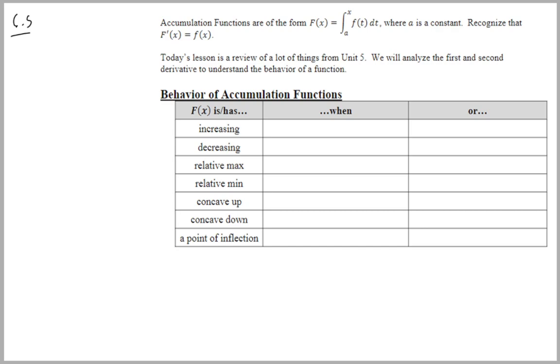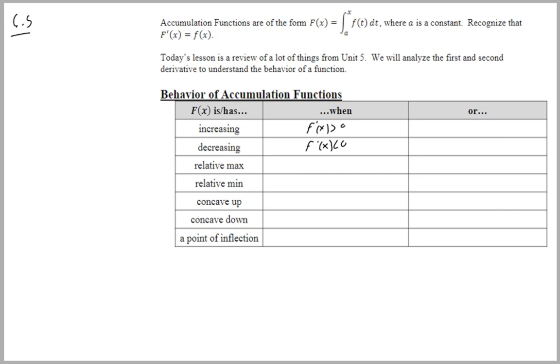So the behaviors of accumulation functions. Big F of x is increasing when big F prime of x is bigger than 0, and is decreasing when big F prime of x is less than 0. That kind of makes sense. We understand that since it's bigger than 0, it should be increasing. When it's less than 0, it is decreasing.